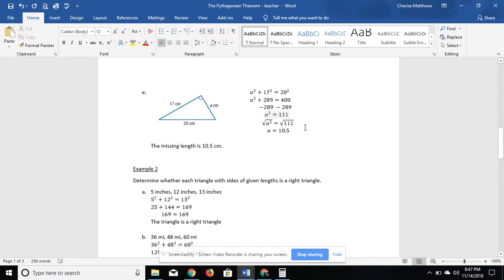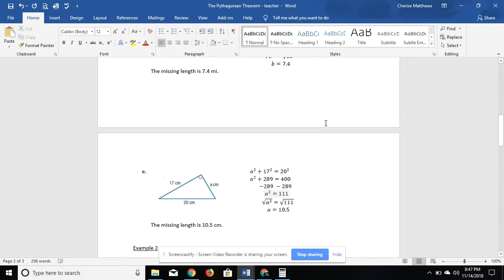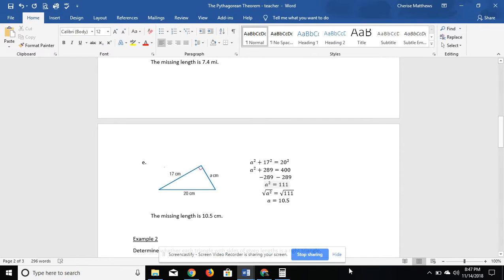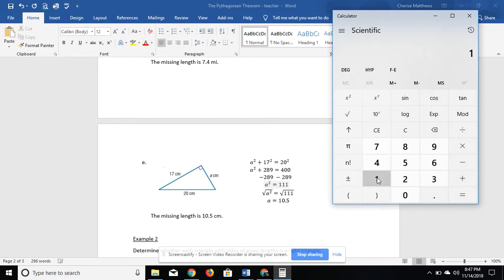Take the square root of both sides, and we get 10.5. Because again, we have that long string of numbers, and we have to round to the nearest tenth, 1 decimal place. 10.5. We can't round it up because there's a 3 behind our decimal. So the missing length for this is 10.5 centimeters. Do not forget your units.